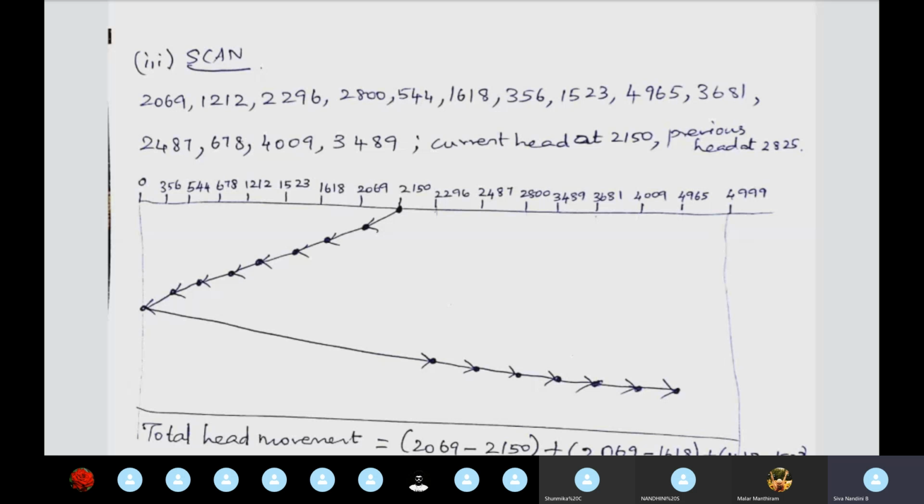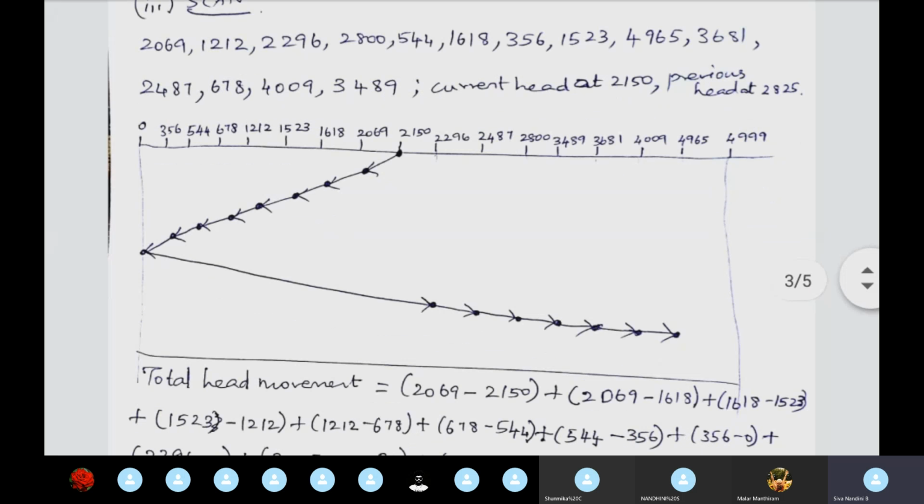Okay, clear? So the scan algorithm will see the previous head and it will see the current head. So previous head இருந்து current head க்கு எந்த direction, towards 0 போயிருக்கா இல்ல towards last value போயிருக்கான்னு பார்த்து அந்த directionல தான் traverse ஆகும் this scan algorithm. Okay, clear? So here also you can calculate the total head movement in the same way.